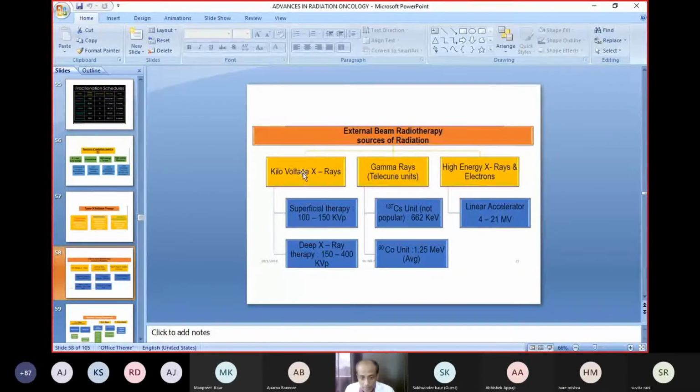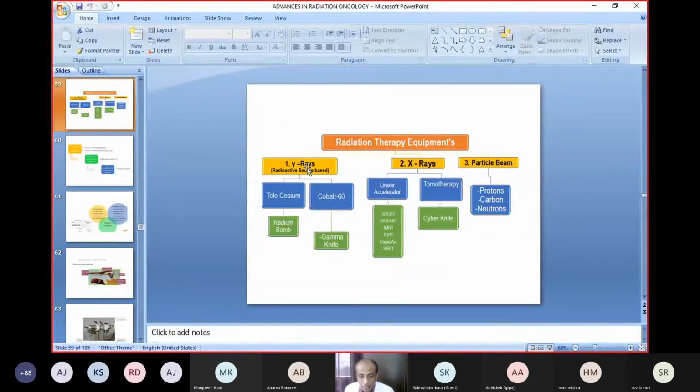So how do X-rays work? X-rays work in superficial therapy or deep therapy by kilovoltage, mostly in the kilovoltage energy range. In gamma rays, we use two radioactive elements, mostly cesium and cobalt 60. In high energy X-rays, that is the linear accelerator, we go up to megavoltage energy, like 4 to 21 megavoltage, where kilovoltage is used mostly for surface treatment like skin cancers. Megavoltage energy is used mostly for treating deeper tumors.